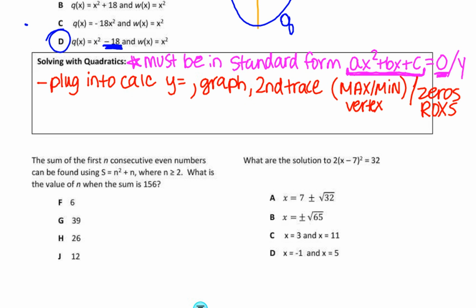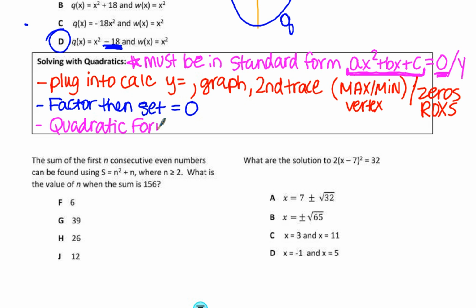Other options outside of that, you could always factor, then set your factors equal to 0 and solve for x that way, but nobody really likes to do that. Your third option is the quadratic formula. It works every time. Remember, you are given that equation on your star chart. So again, best option, get this thing to equal 0 or equal to y, and then just plug it into your calculator.